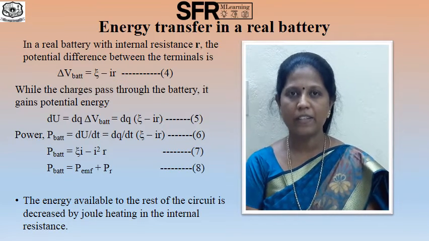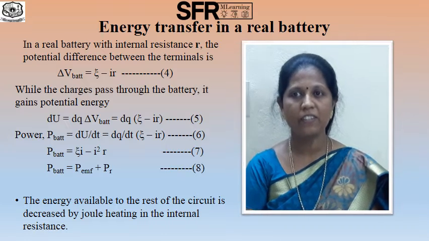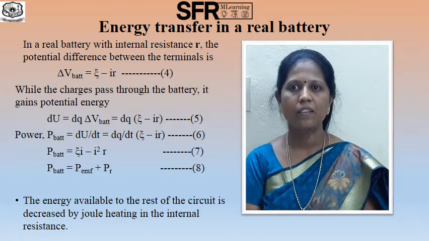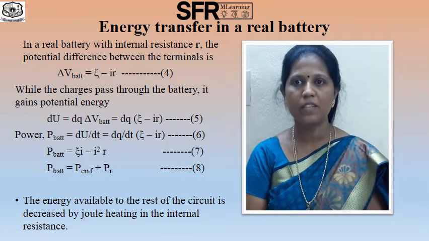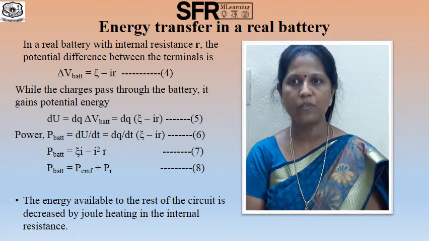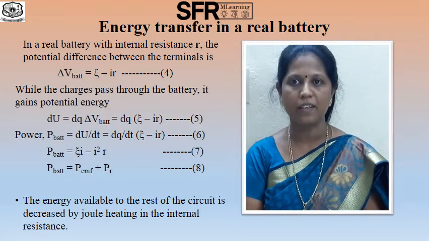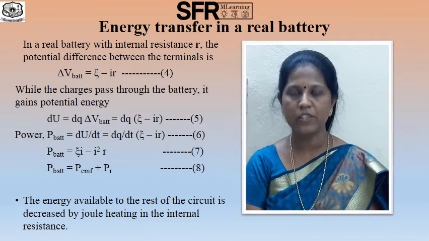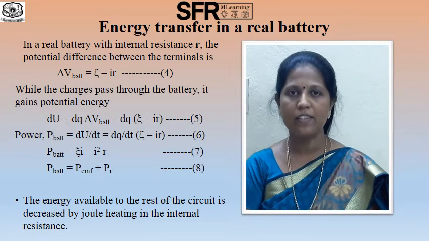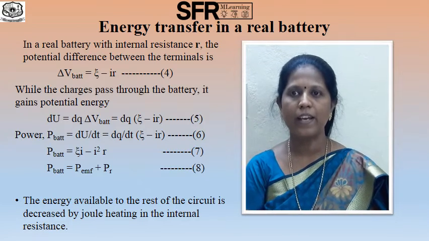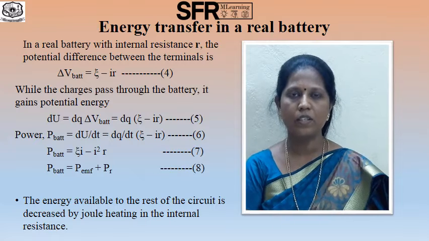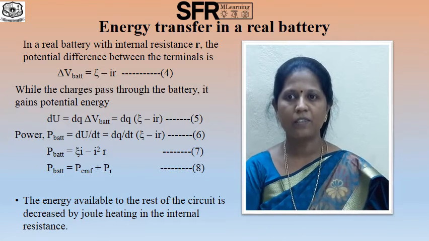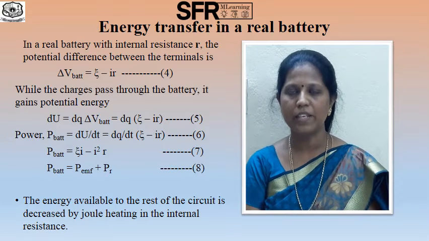A real battery has an internal resistance r, and the potential difference between the battery terminals can be given as ΔV_battery, which is equal to ψ minus Ir. While the charges pass through the battery, it gains potential energy. That potential energy is represented as dU, and it is given as dU equal to dq ΔV, which is again dq into ψ minus Ir.